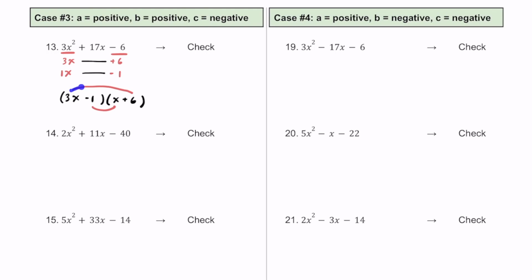Let's go ahead and check this. So 3x times x, that's going to be 3x squared. The outers are going to get us 18x and the inners are going to get you a -1x.